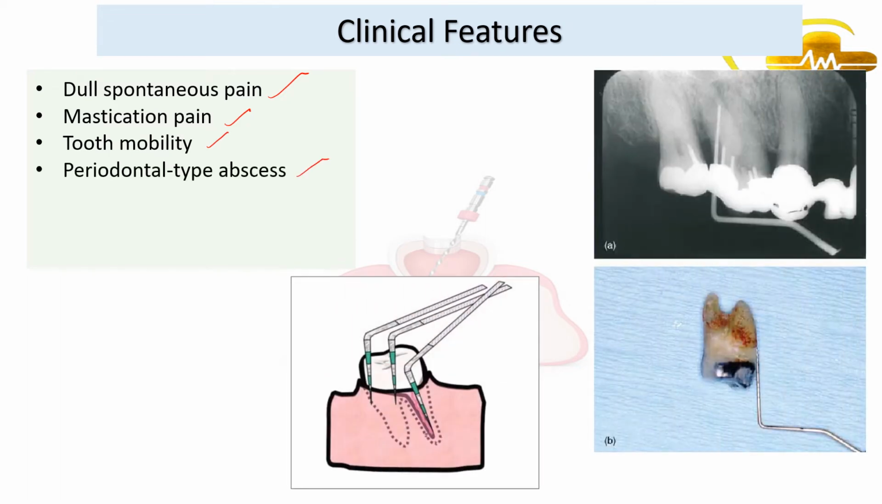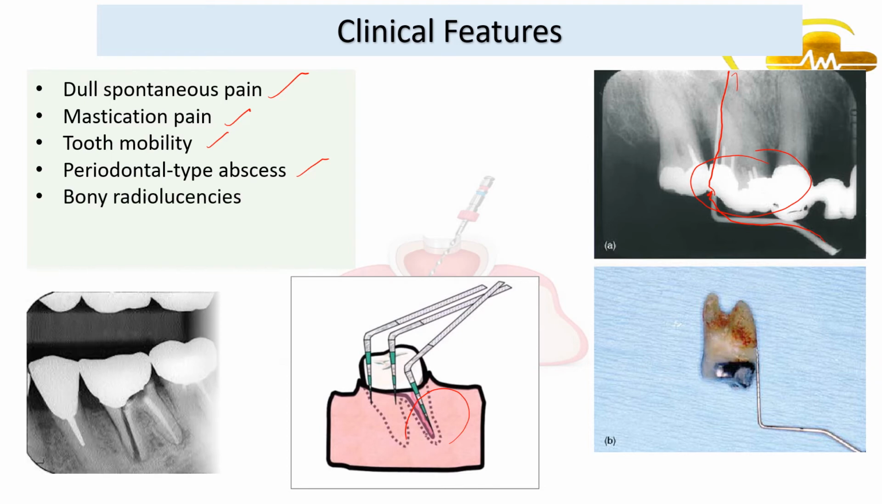So you can see it from this image. This is an endodontically treated tooth, but when we are introducing a periodontal probe into the tooth surface, it is going deep into the tooth surface, indicating there is an abscess in the tooth. So you can see that the probe is going deeper into the gingiva. And bony radiolucency, you can see here. It is also an endodontically treated tooth, but there is a radiolucency here representing a vertical root fracture.